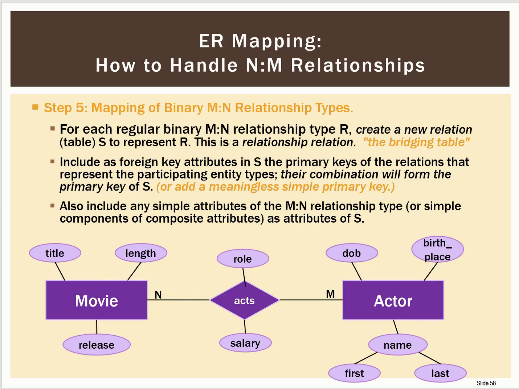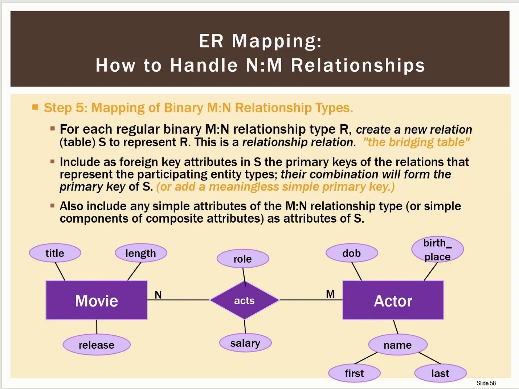So here we have our very familiar movies and actors. A movie can have acting in it, many actors, and an actor can act in many movies. Many-to-many relationship, we need a bridging table. That bridging table could be called acts. It could be called the cast. You can come up with any name for it you like. But you will need to have a bridging table for many-to-many.